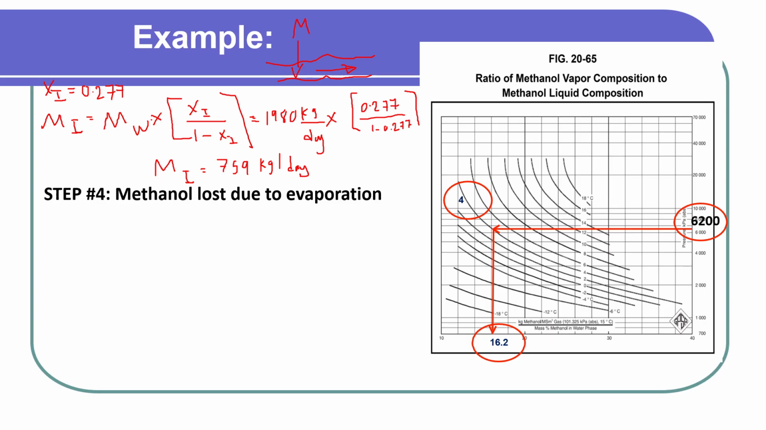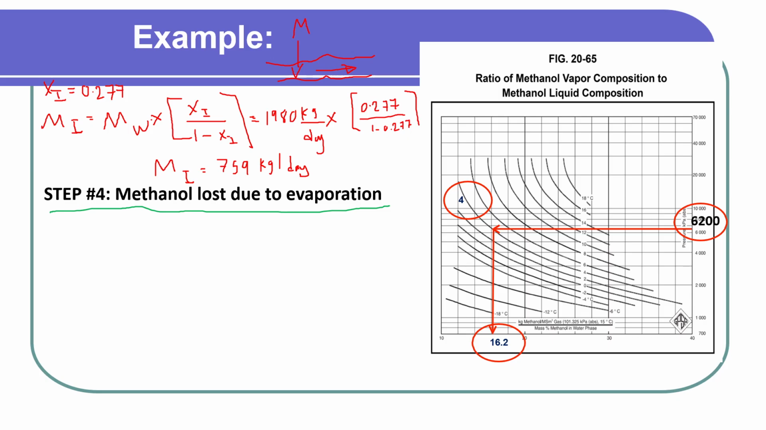But we know that there will be two mechanisms of losses. The first mechanism will be the evaporation. The second mechanism will be due to the solubility of the methanol in the liquid hydrocarbon. So now we're going to calculate the first loss, which is the losses due to the evaporation.